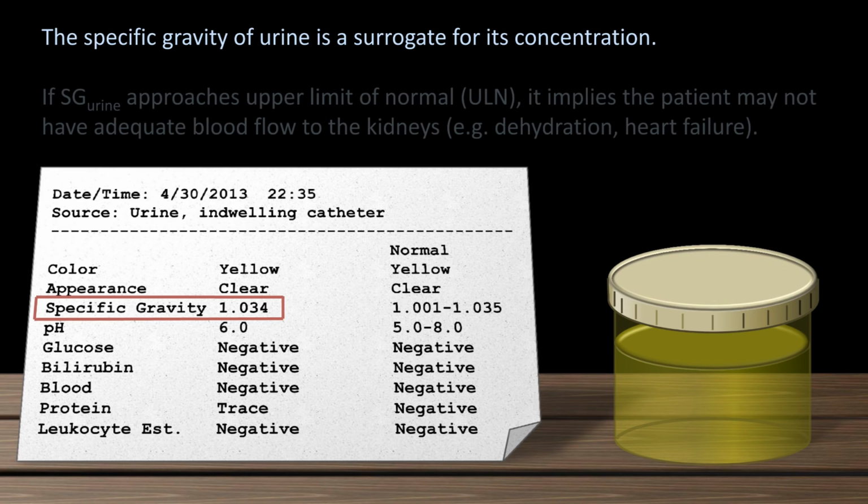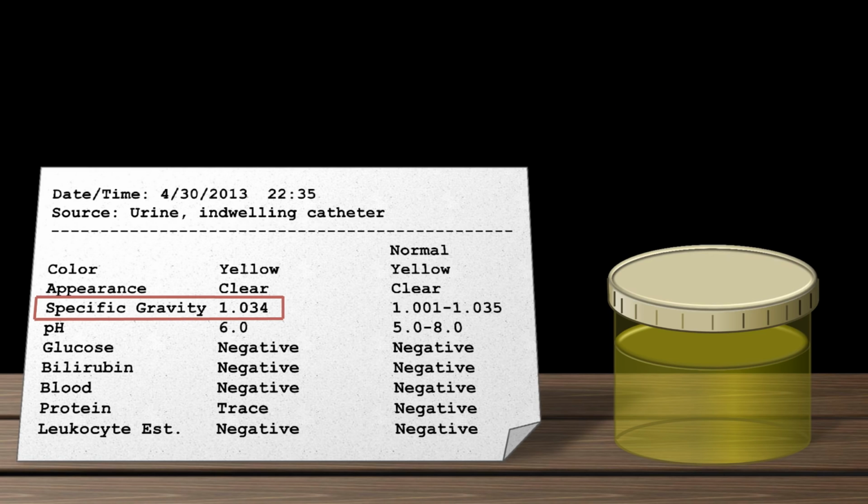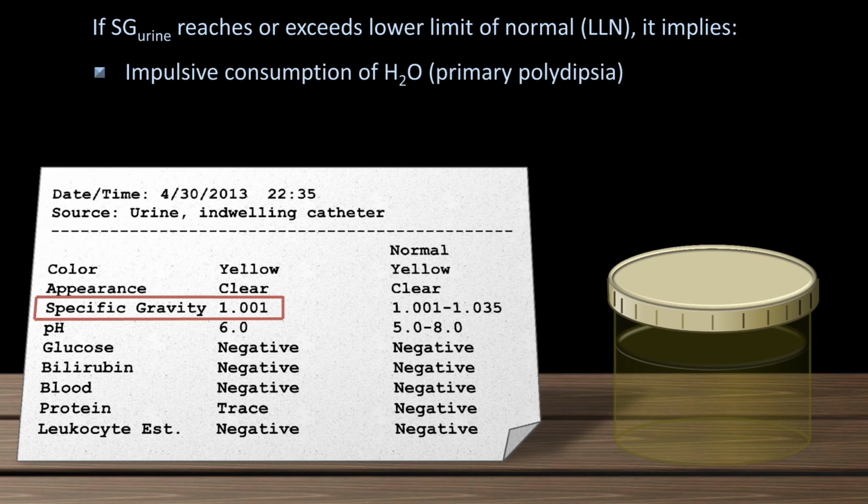For example, if the specific gravity of the urine approaches the upper limit of normal, as in this case, it implies that the patient may not have adequate blood flow to the kidneys, usually due to either dehydration or heart failure. This will correspond with a urine that is very dark yellow in color. Conversely, if the specific gravity reaches or even exceeds the lower limit of normal, it implies one of three things. The patient may be experiencing an impulsive consumption of water, which is a psychiatric condition called primary polydipsia.